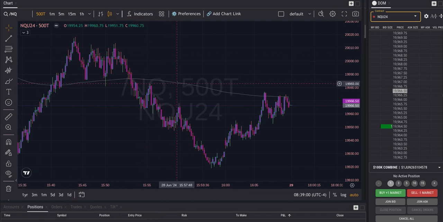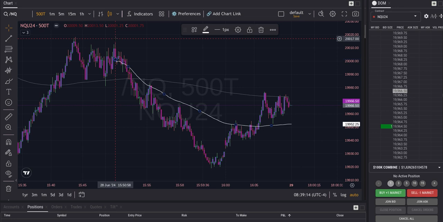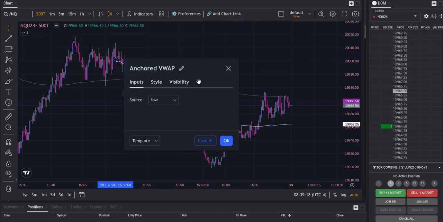This line here is the session, just the session VWAP, and I am going to add an anchor VWAP. I'm going to add it to the high. It's at the low of the candle, so I'll switch that up to the high.